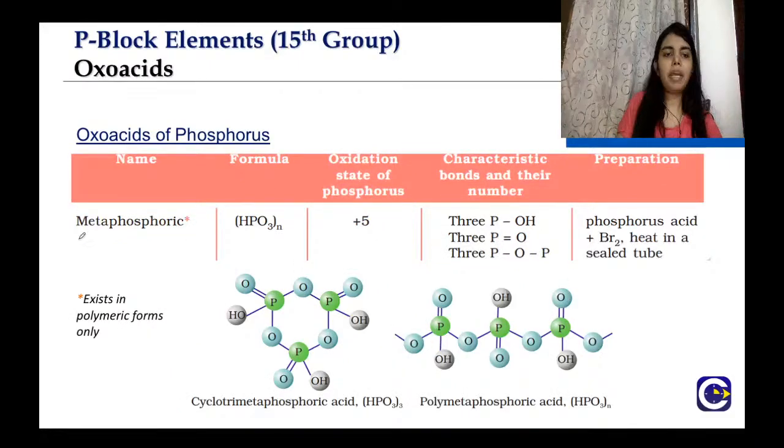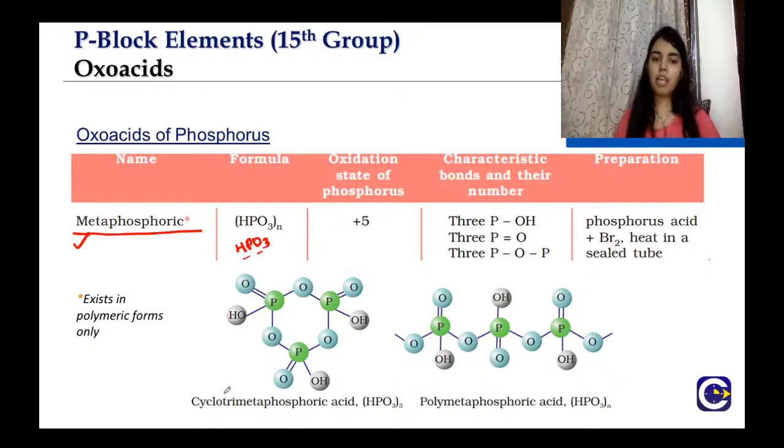Now here if you see metaphosphoric acid, this is very important. It exists in polymeric forms only. It exists as a polymer where the monomer is HPO3. So here you can see that it is cyclotrimetaphosphoric acid (HPO3)3, the trimer of metaphosphoric acid. Here if you see polymetaphosphoric acid, now this chain will continue from this end also and from this end also.